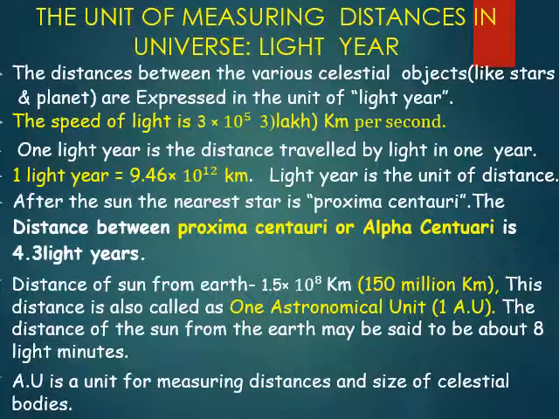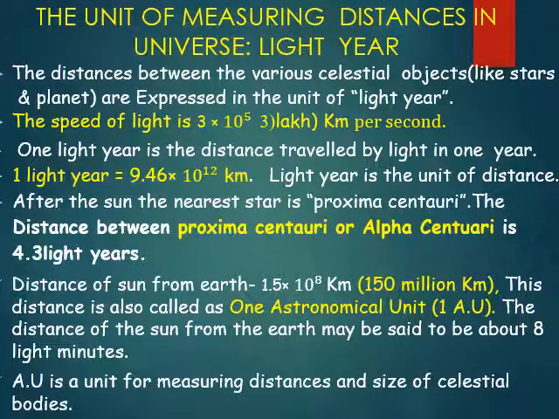The unit of measuring distances in the universe, light year. The distances between various celestial objects like stars and planets are expressed in the unit of light year. The speed of light is approximately 3 into 10 to the power of 5 km per second, or you can say 3 lakh km per second. 1 light year is the distance traveled by light in 1 year. 1 light year mathematically is equal to 9.46 into 10 raised to 12 kilometers. Light year is the unit of distance.